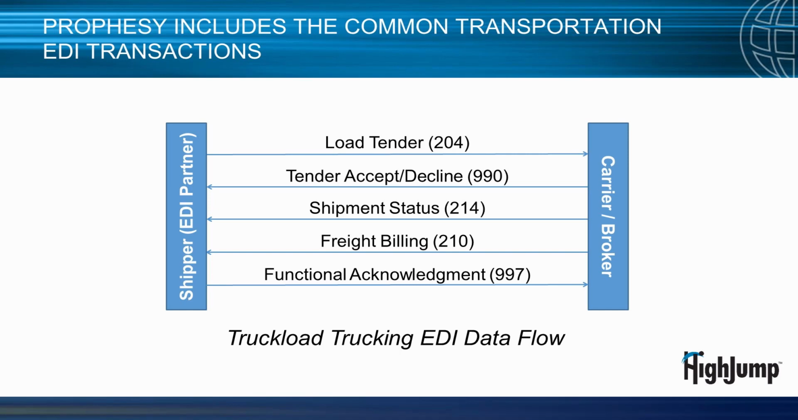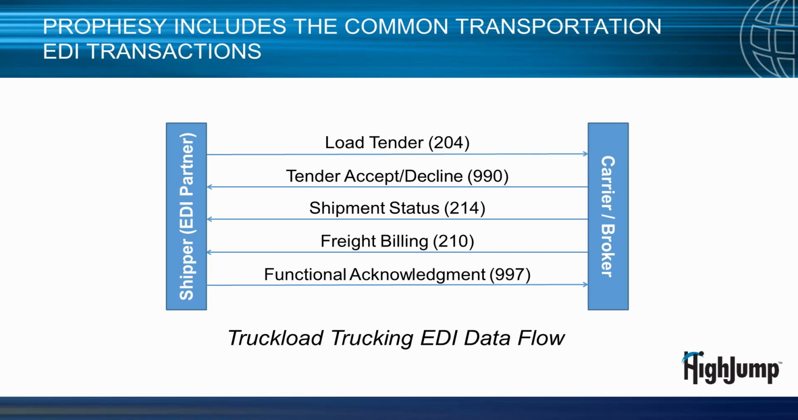Shipment status, or 214, is actually made up of several appointment and status events from pickup to delivery, all of which can be sent near real time if desired. We've configured the system and worked with Prophesy over the years to automate and streamline the 214 process, and so it's a pretty good process at this point in time, and we'll talk more about this shortly. The Freight Invoice, or 210, is simply the delivery of electronic invoices to your customers. Those are pretty straightforward.